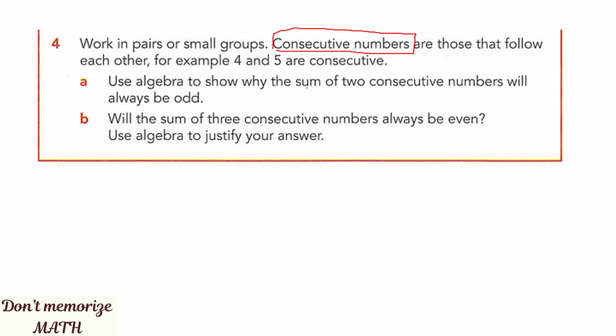Use algebra to show why the sum of two consecutive numbers will always be odd. Okay, we need to use algebra. So the first number we are taking as x. What about the second number? It is the very next number, so the second number will be x plus 1, right? Then the sum of the two consecutive numbers means x plus x plus 1. So what is x plus x? It is 2x, plus 1. So here we need to show that this 2x plus 1 is odd. That is the question, right? It must be an odd number.